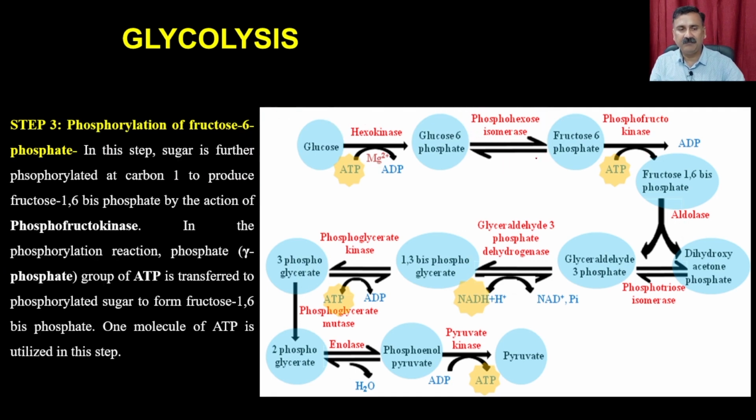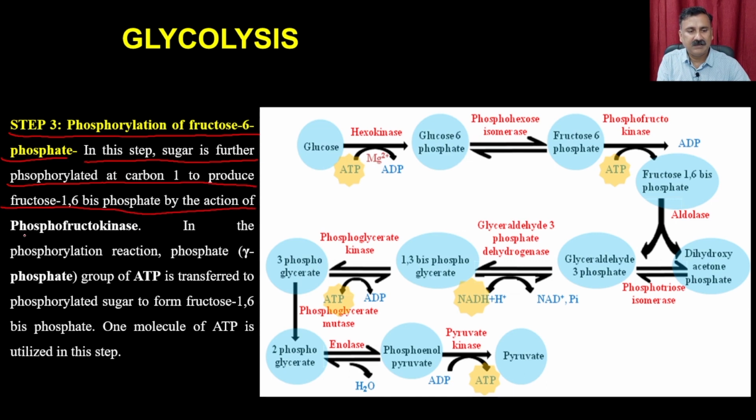Now in step 3, you are going to do the phosphorylation of the fructose 6-phosphate. In this step, the sugar is further phosphorylated at carbon 1 to produce fructose 1,6-bisphosphate by the action of the enzyme called phosphofructokinase. Phosphofructokinase is a very, very important enzyme because it converts the fructose 6-phosphate into fructose 1,6-bisphosphate, and that's how it provides a substrate which can be further utilized by the aldolase to break down.